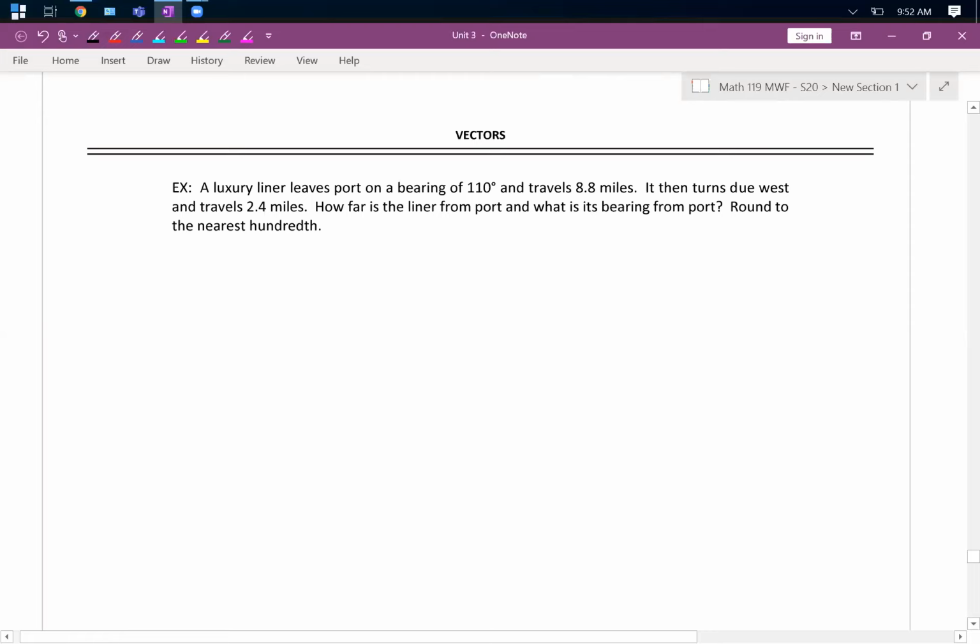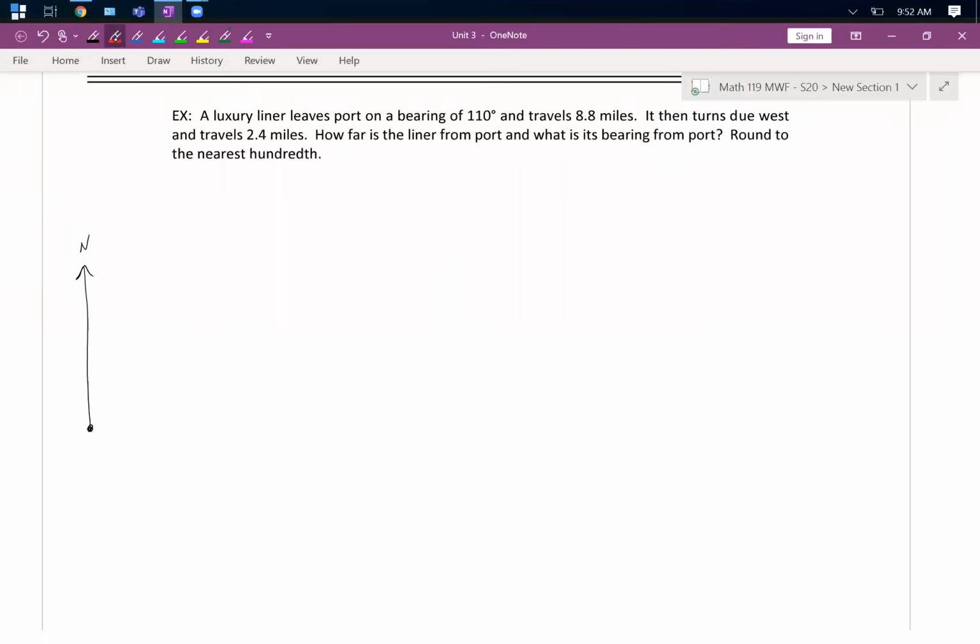All right, so we're starting with a diagram. This liner is leaving port on a bearing of 110 degrees. We know when we're given a bearing that's a single number that we're starting from a due north line and then rotating clockwise that many degrees. Maybe something like this, 110. All right, and they went 8.8 miles.